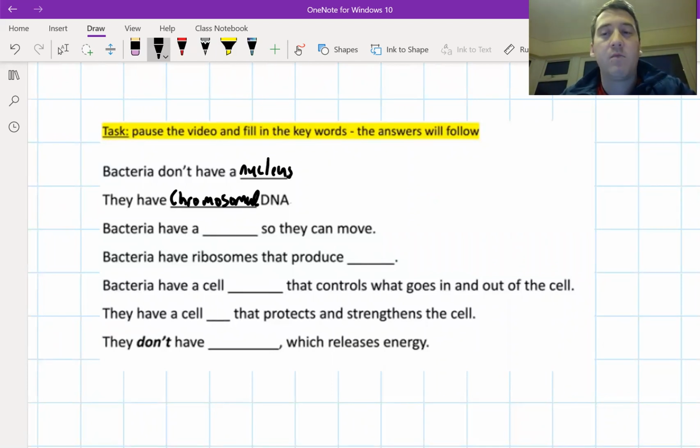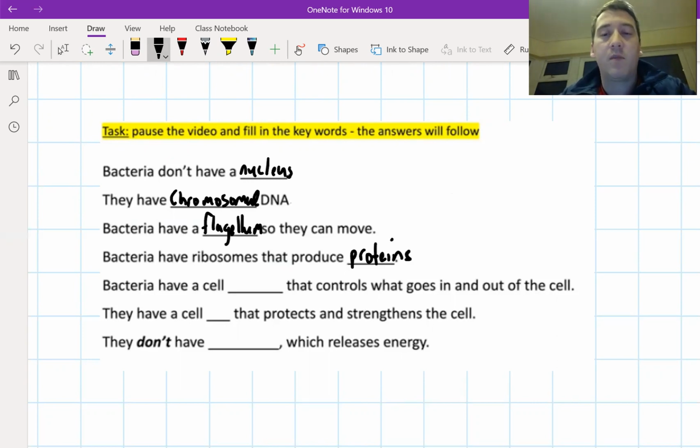Bacteria have a something so they can move. Bacteria have a flagellum so they can move. Bacteria have ribosomes. The job of the ribosomes is to produce proteins. Well done if you got that right.